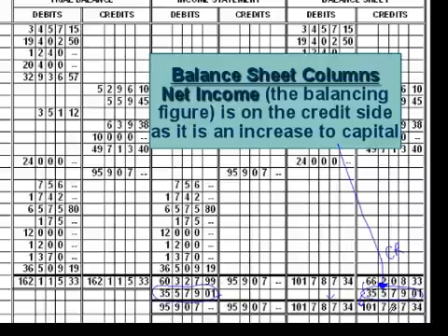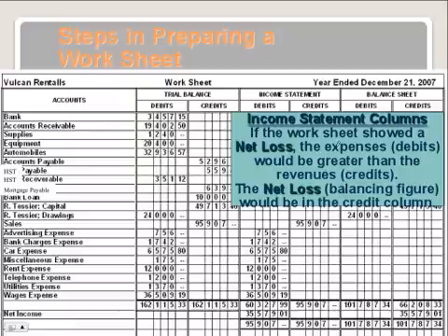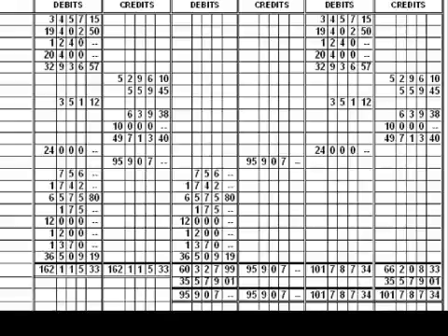However, if you have a net loss, the expenses are going to be greater than your revenues. And therefore, when you subtract these two, this number will be bigger than this one. You have to put it on the smaller side, remember? So it's going to end up here. And also a net loss is a decreased owner's equity, so you're going to end up putting it in this column. So if your balancing figures end up there and there, it's a net income. If they end up here and here, it's a net loss.